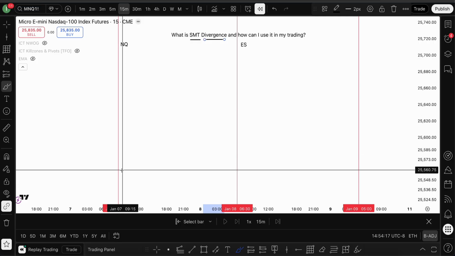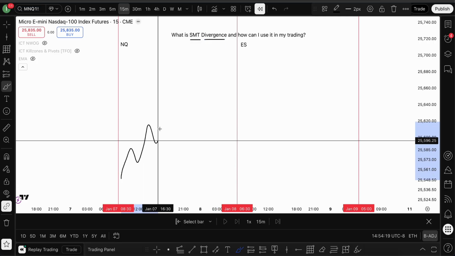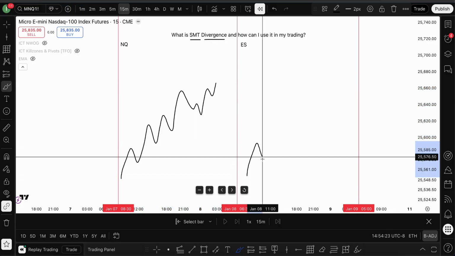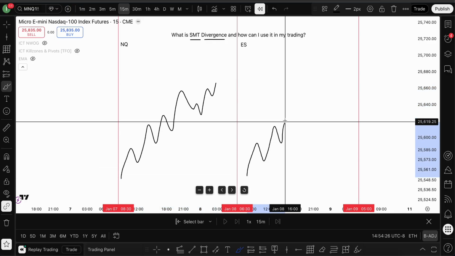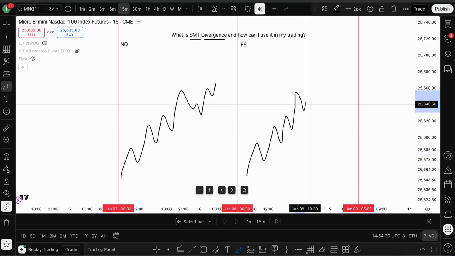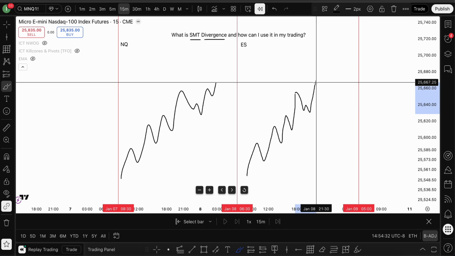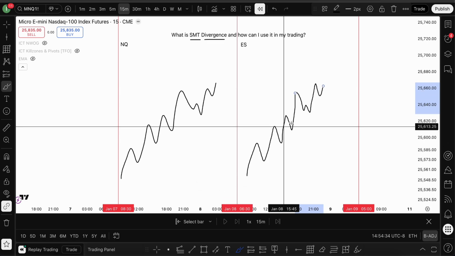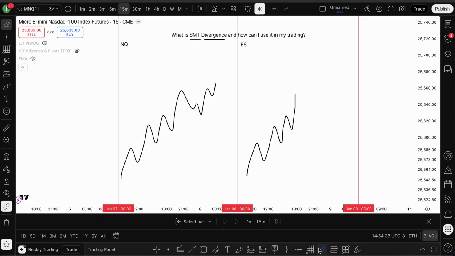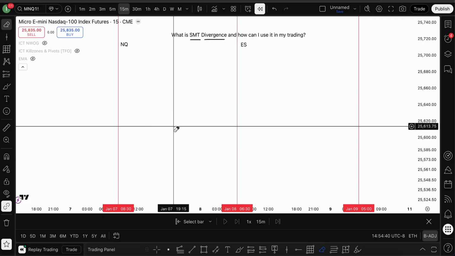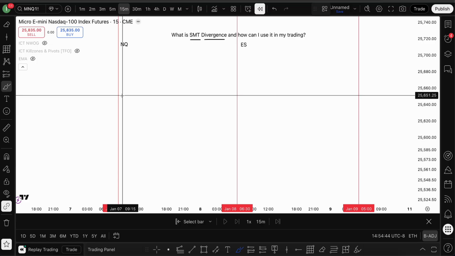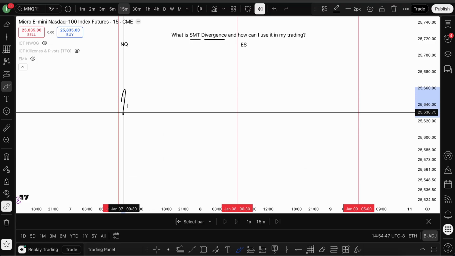So in this case, when we're looking at NASDAQ, let's say we had something like this, on ES we would have the exact same thing, like so, with the same pattern like that. So they look very similar, and that is what correlation is. But when we have SMT divergence, I want you to just take a look at my drawing real quick.